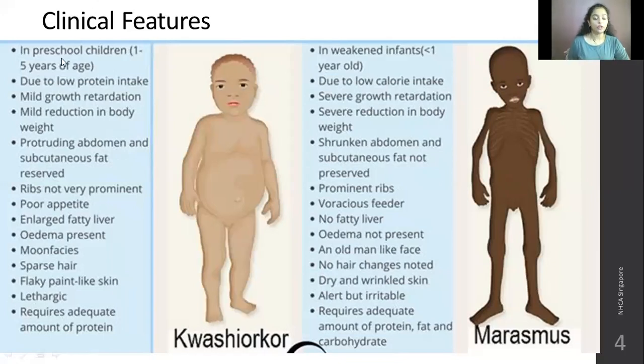So in kwashiorkor, it is commonly seen in preschool kids from 1 to 5 years of age due to low protein intake. You can see here what is the difference. Here, marasmus is due to low calorie intake. Here it is due to low protein intake.